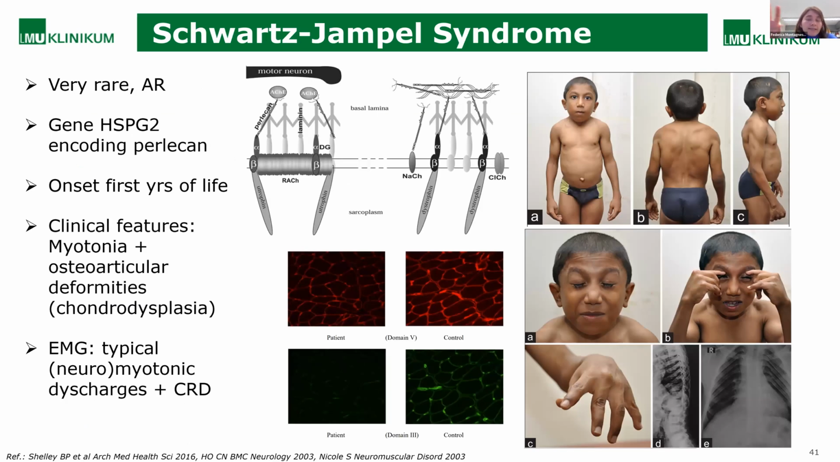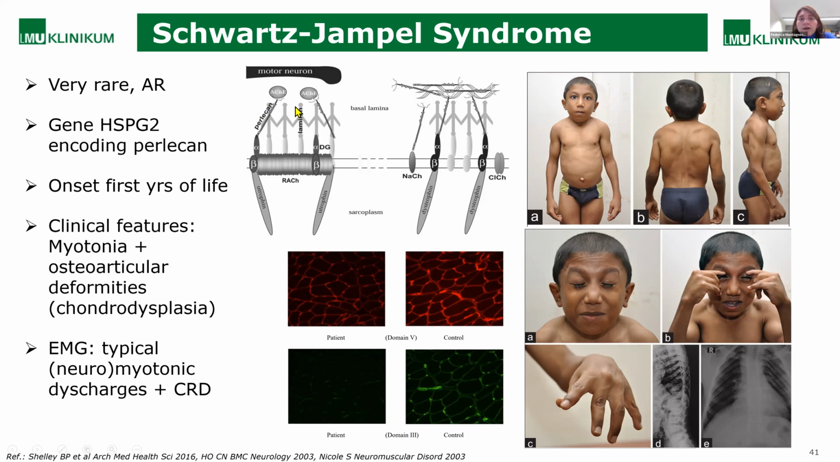Under the group of hereditary peripheral nerve hyperexcitability, we should also consider this very rare syndrome, the Schwartz-Jampel syndrome, which is caused by mutation in the Perlecan gene, and it was quite surprising that this mutation was responsible for these myotonic and neuromyotonic discharges, as Perlecan is basically involved in the basal membrane. So there are two main hypotheses for the role of Perlecan in this hyperexcitability.